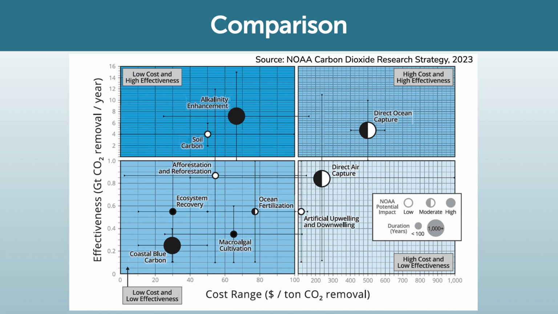This graph also shows other CDR techniques for comparison, such as direct air capture, coastal blue carbon, and soil carbon. Looking at this graph makes it apparent why the chemistry-based mCDR techniques are worth exploring as potential paths forward to combat atmospheric concentrations of heat-warming carbon dioxide.